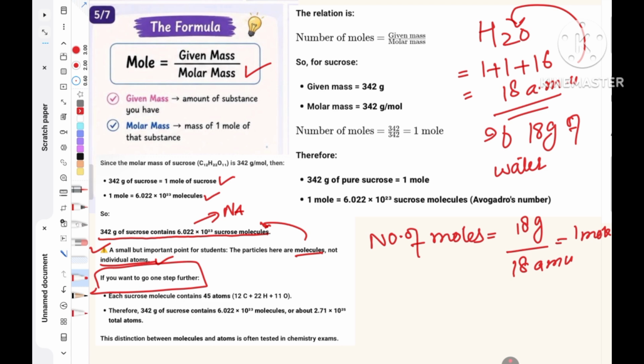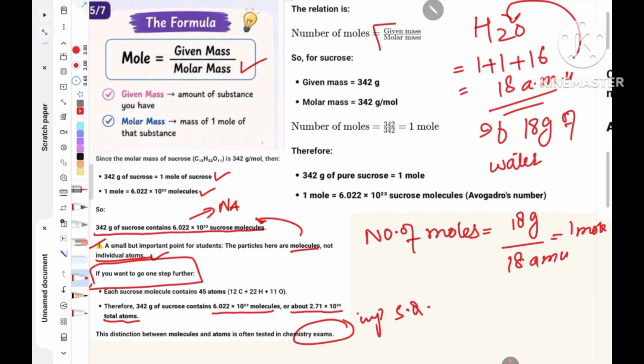Therefore, 342 gram of sucrose contains these molecules and about this number of total atoms. The distinction between molecules and atoms is often tested in chemistry exams. It is important. Short question as well.